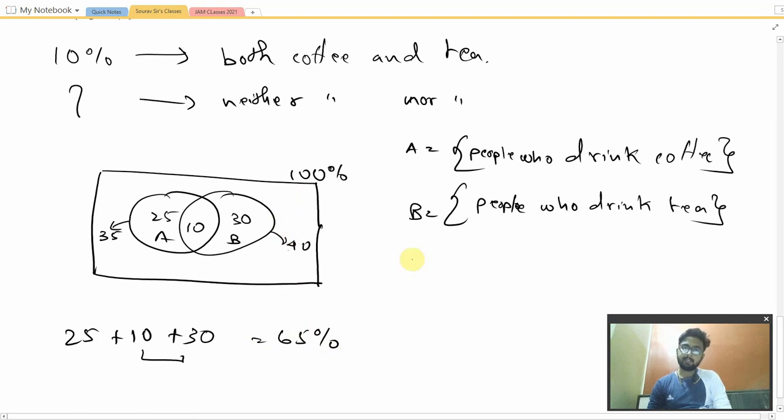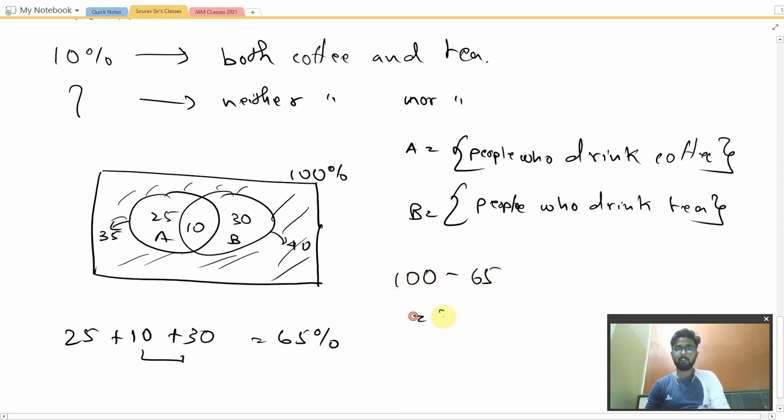Now the total percent is 100%. So the people who don't drink anything at all, that is the people in this shaded area, would be 100% minus the sum of this Venn diagram. This Venn diagram comes to 25 plus 10 plus 30, which is equal to 65%. So our answer would be 100 minus 65, that is equal to 35%. In the options, 35% is option C. So option C is the correct answer.